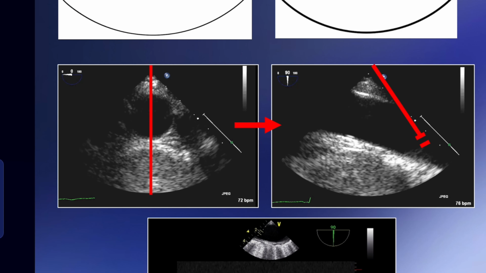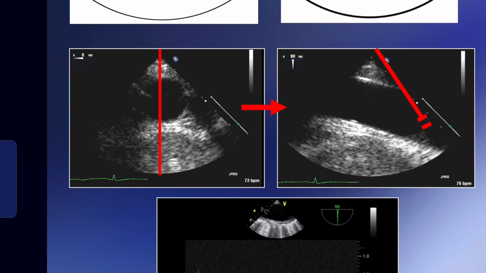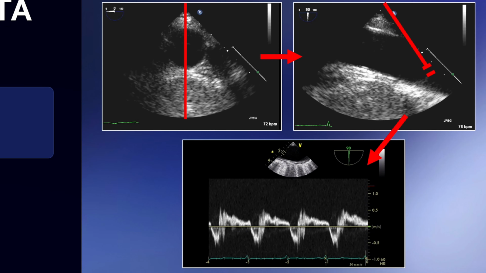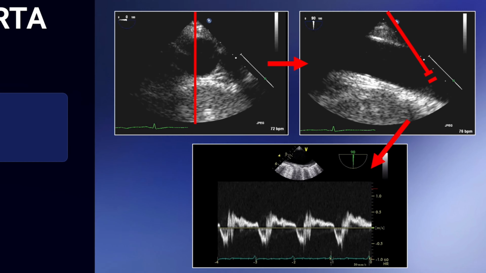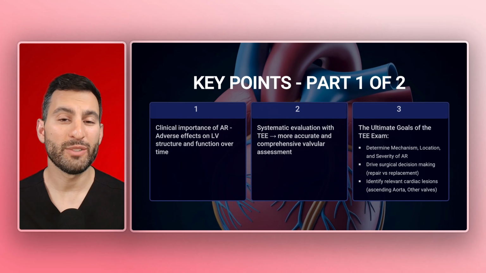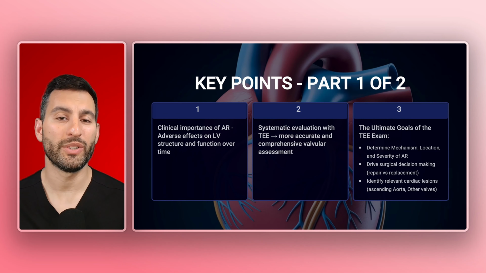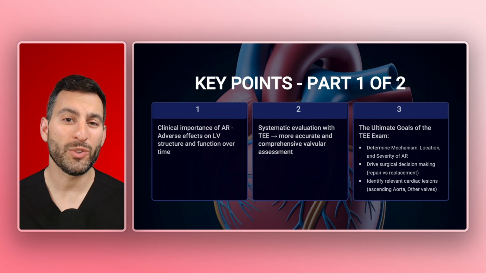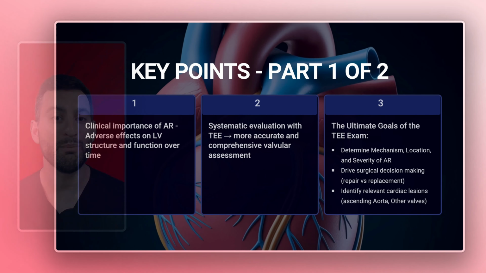If you place pulse wave Doppler on the right side of this image, it will allow you to evaluate forward and reversed flow more clearly. This is important when you want to evaluate holodiastolic flow reversal with pulse wave Doppler. So this is part 1 of a 2-part series. There's a whole lot more content left in part 2 to complete the assessment of aortic regurgitation. We're going to get into a lot more detail, but some of the key points here.